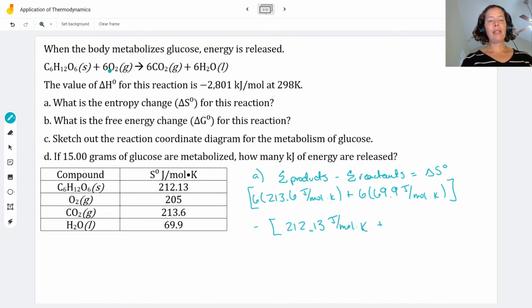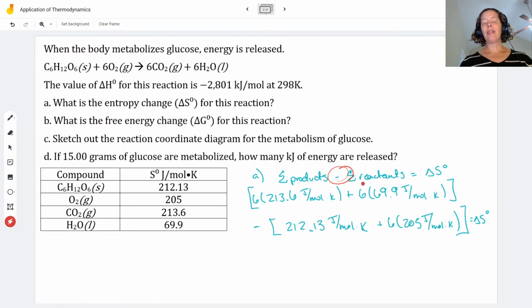Plus our other reactant is oxygen, and I have 6 of those, so that one is 205 joules per mole K. So the main problem that I see students have with this equation, of course, this equals delta S, are two things. First, they forget that this is a minus, or they'll flip-flop products and reactants. The other thing that students will forget to do is use their stoichiometric multipliers. So just make sure your equation is balanced and use those stoichiometric coefficients as your multipliers.